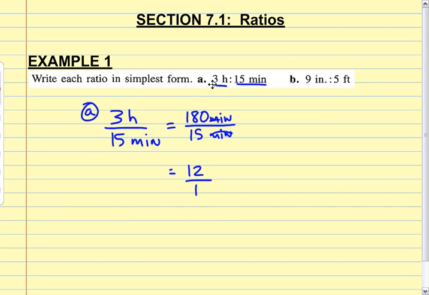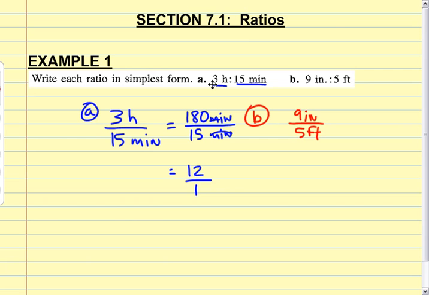All right? Okay? Let's look at B here. I'll do B in a different color. Okay? Remember, write the first number on the top, second number on the bottom. So I've got 9 inches over 5 feet. They're ratios, so I need to write them so that they have the same unit.